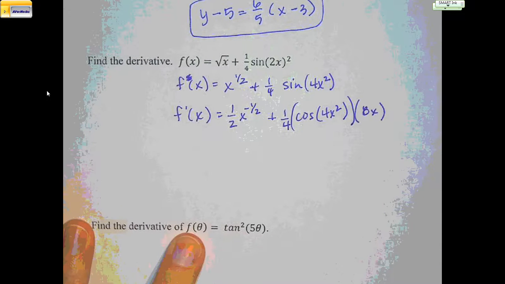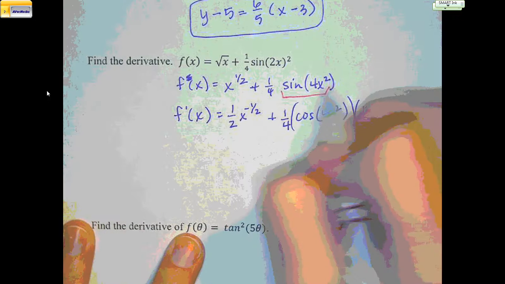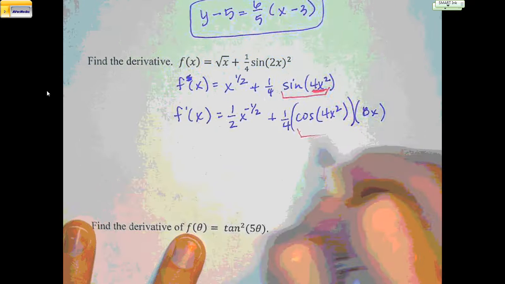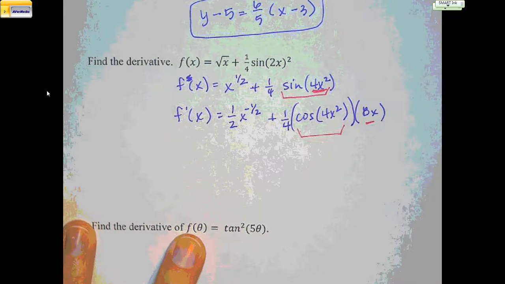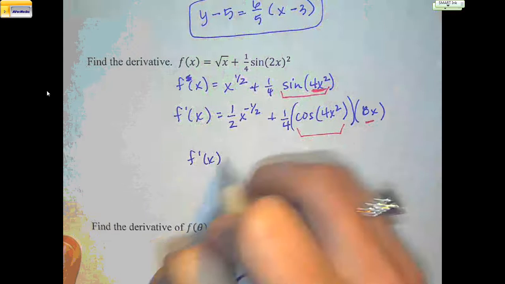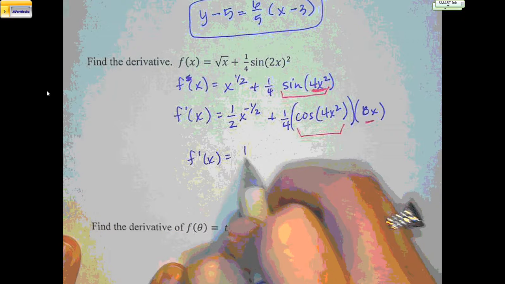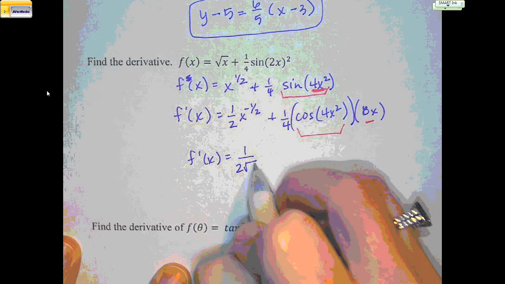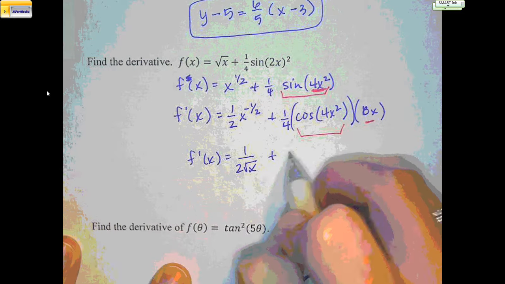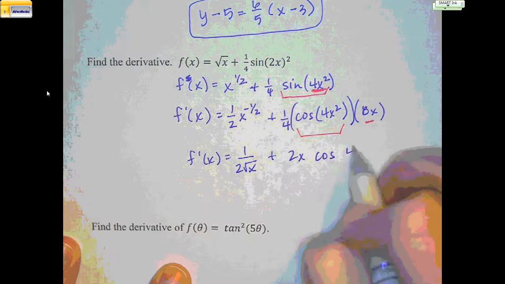We have, this is the outer function, that's the inner function. So derivative of outer function, derivative of inner function. We're multiplying them together. And then we simplify. So I have 1 over 2 radical x plus 8x over 4, that's 2x, times cosine of 4x squared.